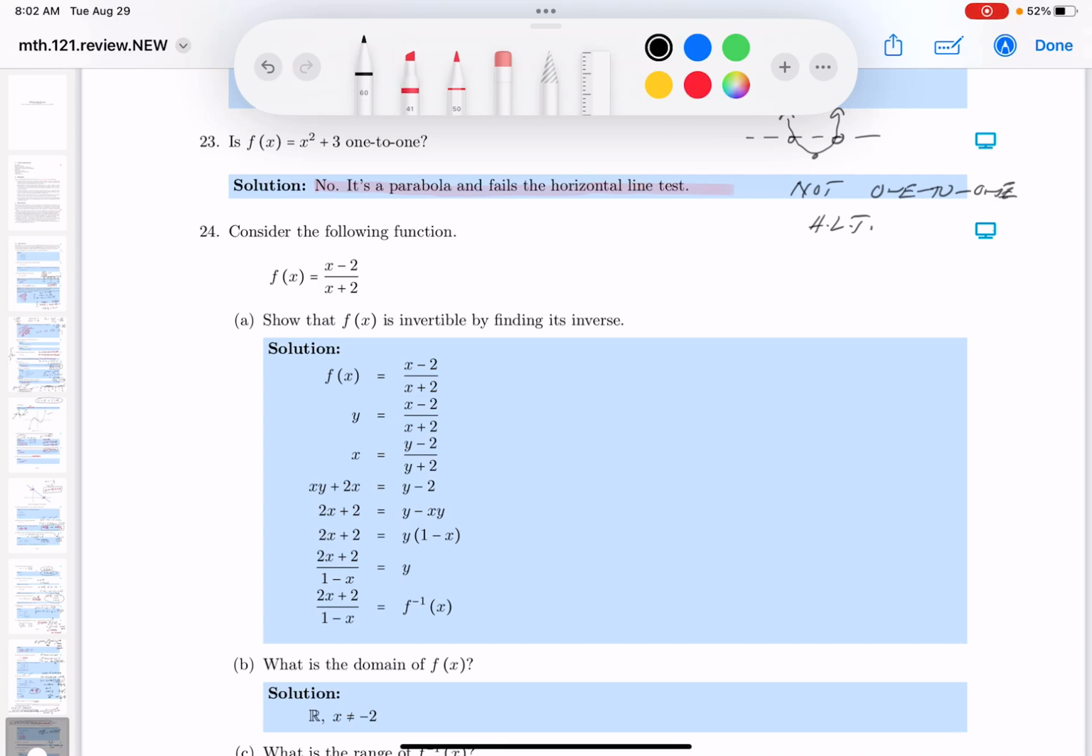Okay, for 24, consider the following function. This is a rational function. Write down a couple different things about it. f of x is equal to x minus 2 over x plus 2.